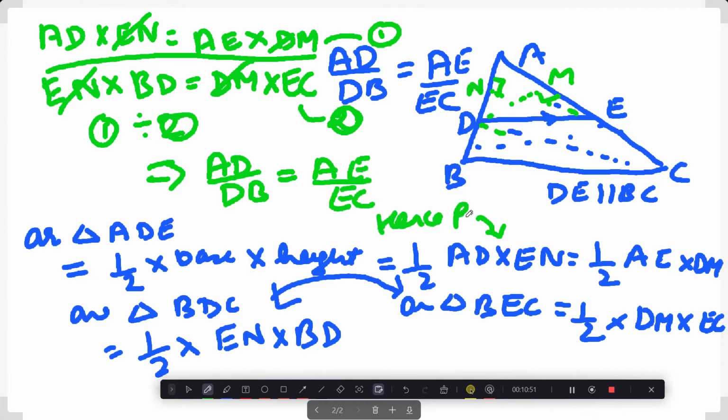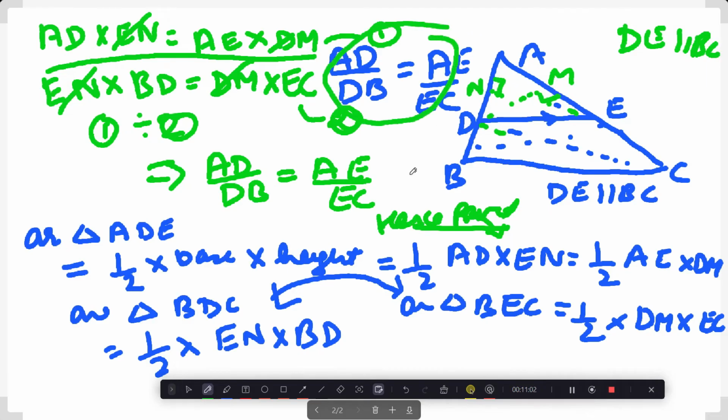Hence proved. So what is the theorem again? DE is parallel to BC, so it divides this triangle in equal proportions, right? So that's the theorem. Is the converse of the theorem also true? So what would be the converse of a theorem?